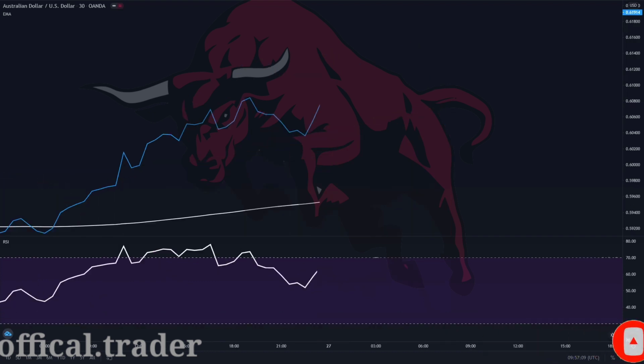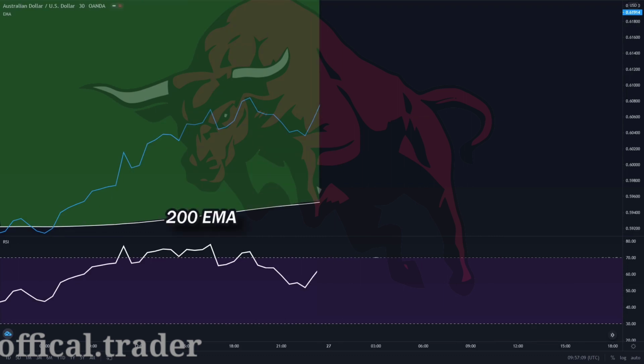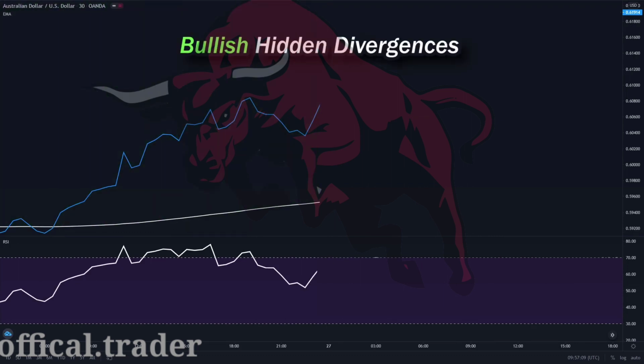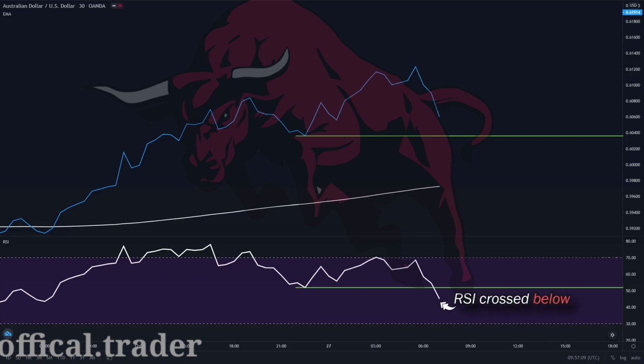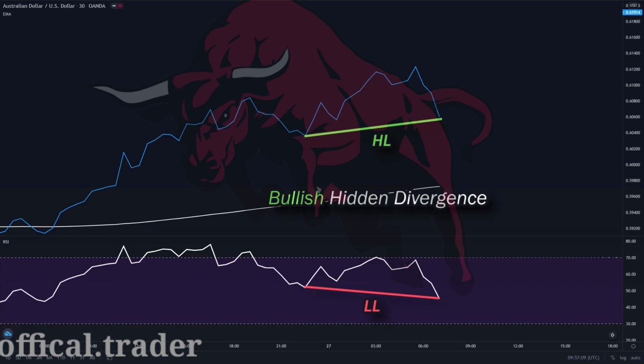So for this example, let's say that the price is above the 200 EMA, meaning we only look for bullish hidden divergences. And this is how you do it. The first step is you want to look at the RSI and identify the latest swing low. Then, you place a horizontal line at the swing low of the RSI and the same swing low of the price. Next, you want to wait for a setup where the RSI crossed below the line but the price hasn't. This shows us that the price is still on a higher low but the RSI made a lower low. And so this will be our bullish hidden divergence.